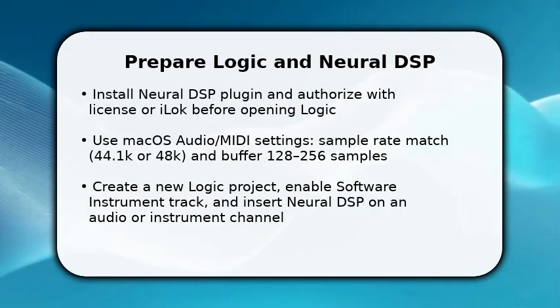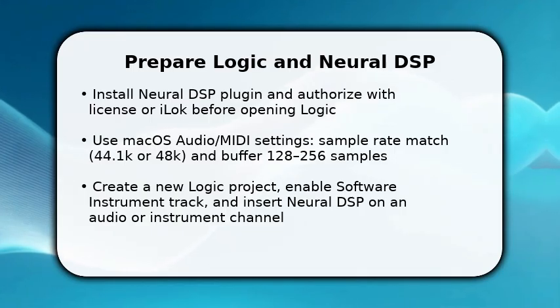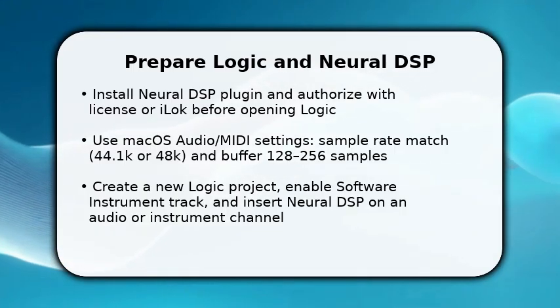You start by getting the essentials out of the way and launching Logic with Neural DSP ready. Open Logic, create a new project, and add an audio or software instrument track. Then insert the Neural DSP plugin into that track's insert slot so you can monitor through the plugin.